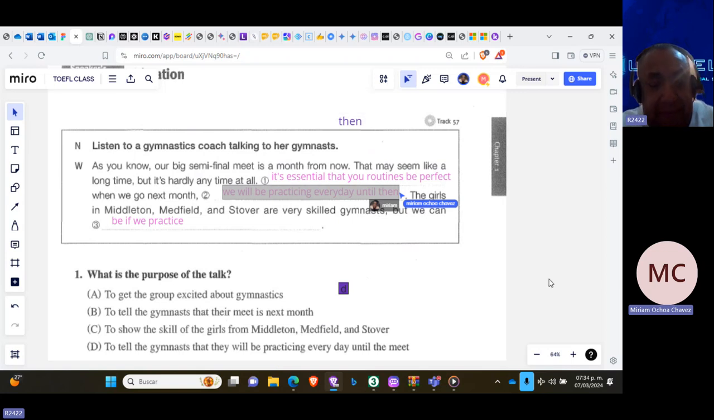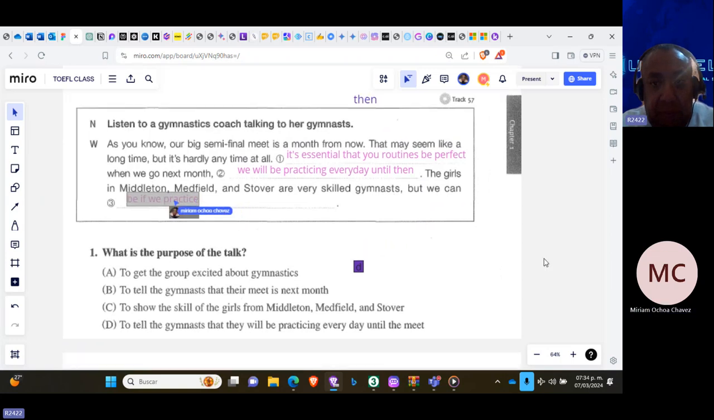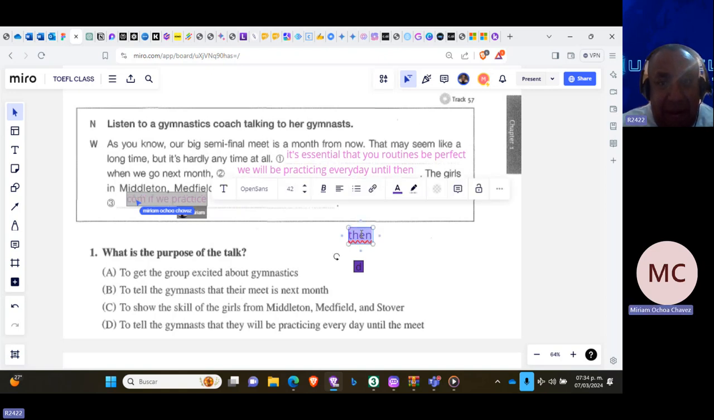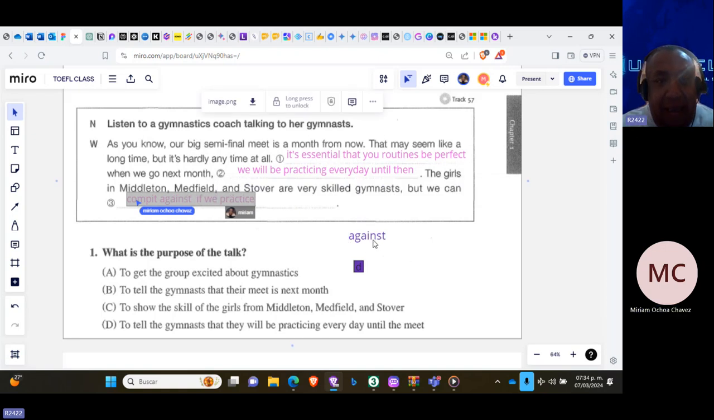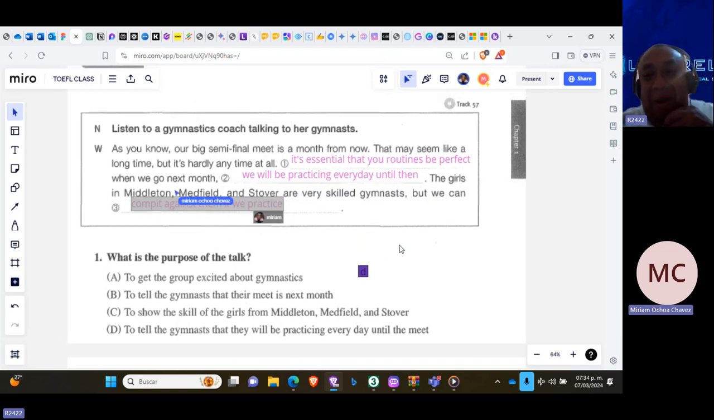Very good. So let's continue. The girls in Middleton, Medfield, and Stover are very skilled gymnasts, but we can compete against them if we practice. We can compete against them. Against them. Very good. If we practice, okay. Okay, so read again.